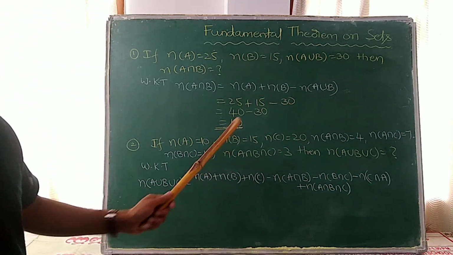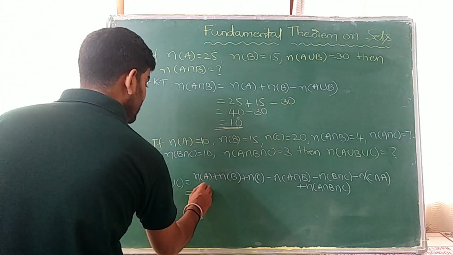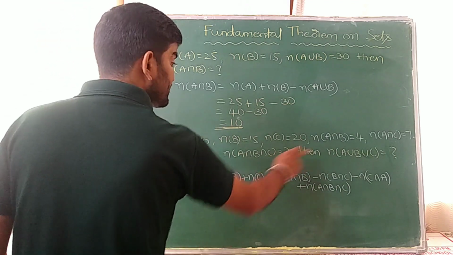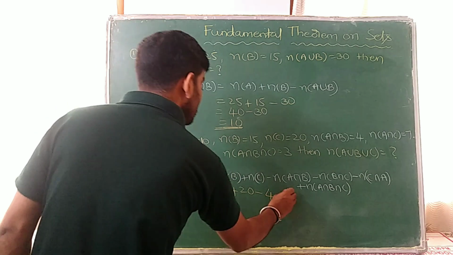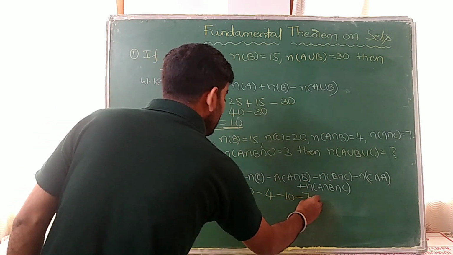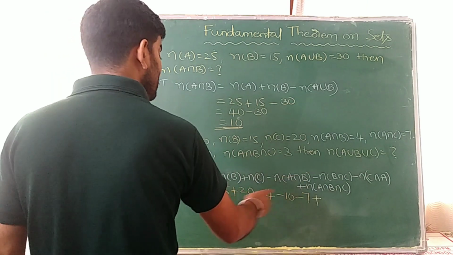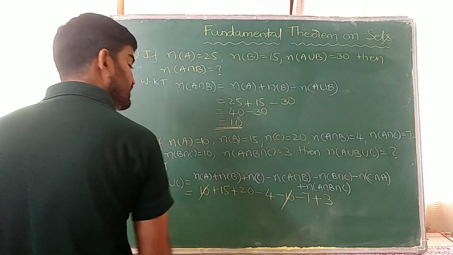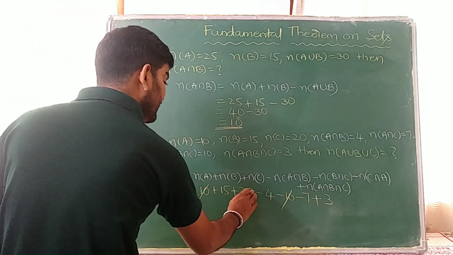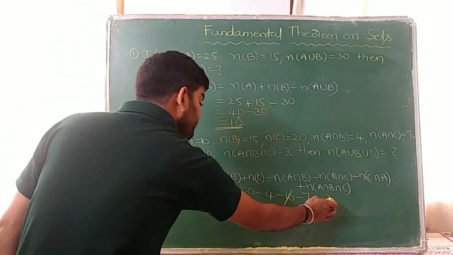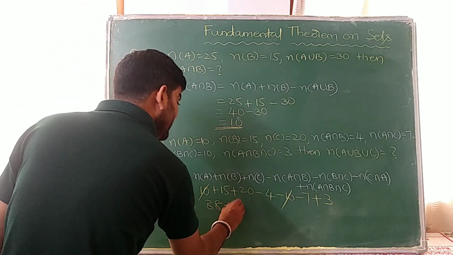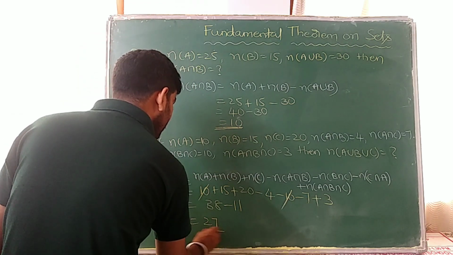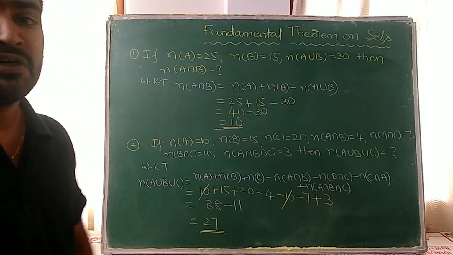We will substitute the given respective values here. n(A) means 10, n(B) means 15, n(C) means 20, minus n(A intersection B) is 4, n(B intersection C) is 10, n(A intersection C) is 7, plus n(A intersection B intersection C) is how much? 3. See here, this negative 10 and positive 10 will cancel out. Now coming to 15 and 20, that is 35, plus 3 is 38, minus 4 minus 7 is minus 11. That is going to be 27. So n(A union B union C) is equal to 27.